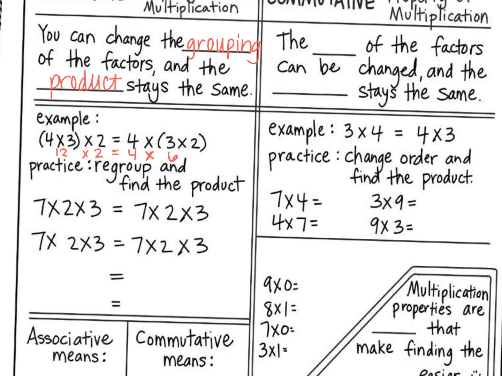And if I look at this, I know that 12 times 2 is 24, but I also know 4 times 6 is 24. So did it really matter which numbers I multiplied first? No. Okay, let's look at our example with the 7, 2, and the 3.